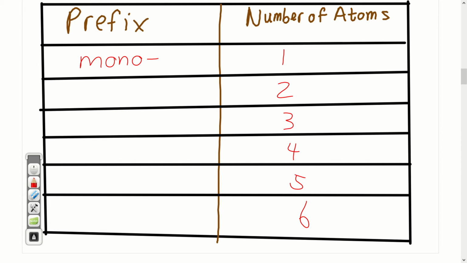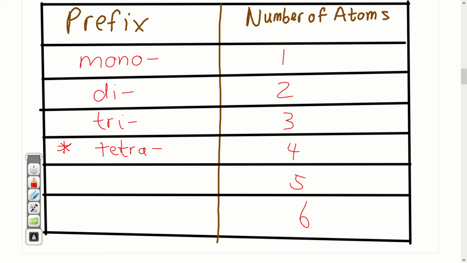Prefix for 1 is mono. The prefix for 2 is di, not bi, di, D-I. 3 is going to be tri. 4, tetra. That's usually kind of a new one, so a lot of people don't realize that. They want to say quad or something like that. Okay, so 4 is tetra.